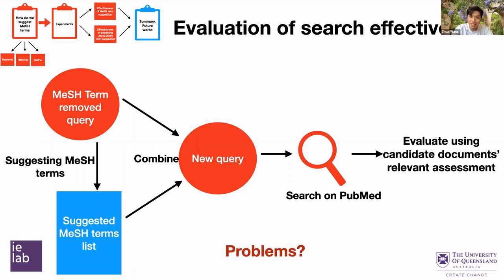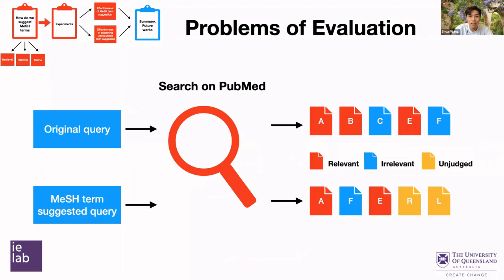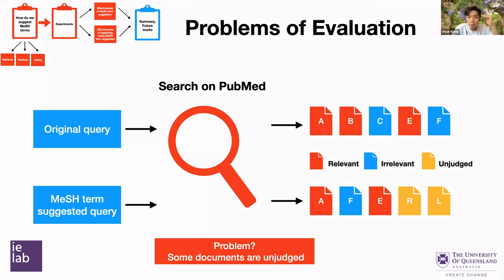But is that right? No, it does have some problems. So what is the problem? The original relevance assessments were built based on searched candidate documents from the original query, right? So when we change the query, there are many documents that are actually unjudged. And we don't know if these documents are relevant or not. In this diagram, we can see that the red documents are relevant, blue documents are irrelevant, and yellow documents are unjudged. So how we treat these unjudged documents is the problem in our effectiveness evaluation.